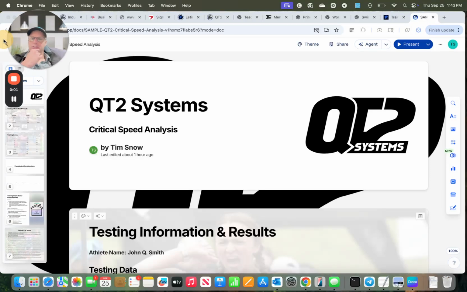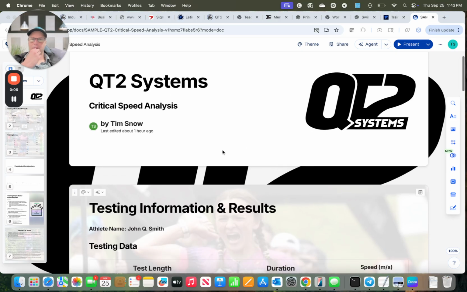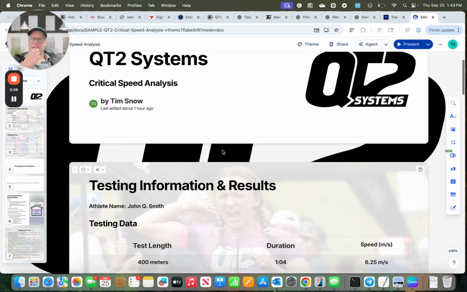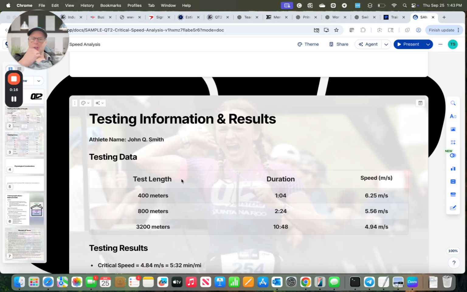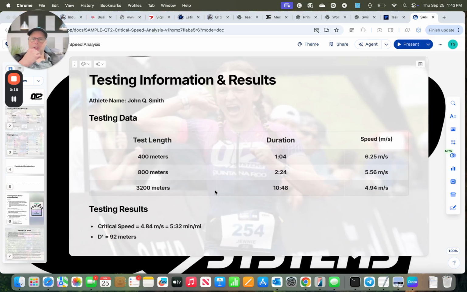Okay, so this is an example of what you will receive if you take part in this analysis. This is just an example of an athlete who goes through the critical speed analysis, the run analysis. So the coach will work with you to get the testing done. They'll help you outline a protocol. In this particular case, it was a 400-meter test, an 800-meter test, and a 2-mile test.